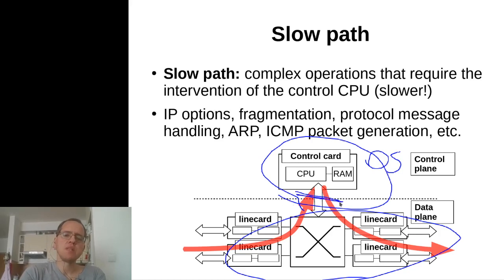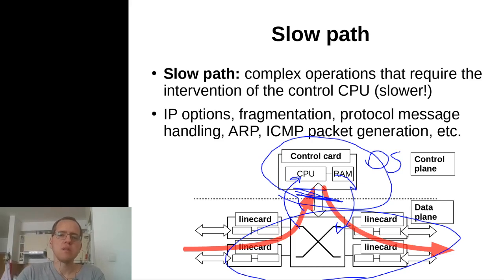The problem is that this particular interface between the data plane and the control plane usually starts to act as a bottleneck in these types of slow path operations. So usually it's a very, very expensive task to pass packets from the data plane to the control plane and then back again the processed packets. This way, the slow path packet forwarding can be orders of magnitude slower than fast path packet forwarding.